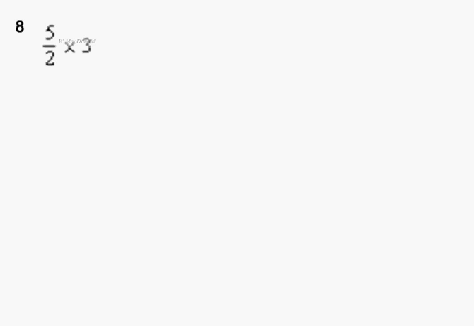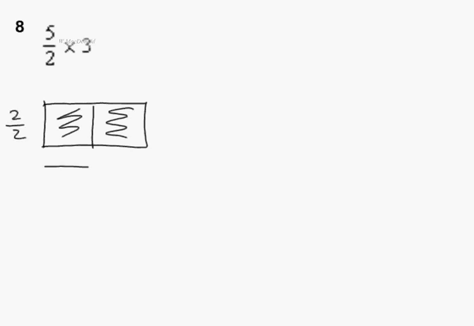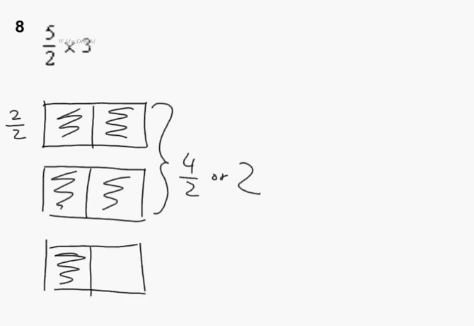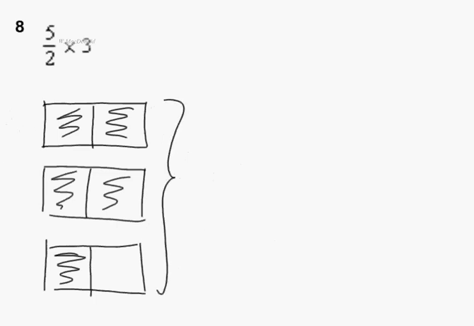Question 8's a little bit different. It's 5/2 times 3. So if I was to draw this question, this is kind of interesting. There's 1/2, there's 2/2. So this is actually 2/2. This here would be another 2/2. So altogether, I would have 4/2 or 2. And if I had one more half here, altogether, this would be 5/2 or 2.5. Okay? So this picture represents 5/2 or 2.5. We're going to call it 5/2.